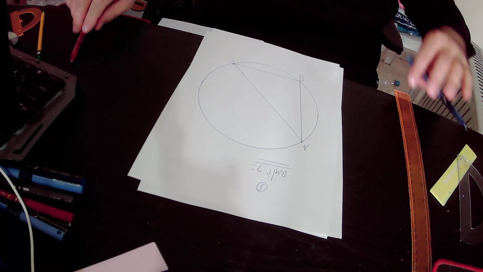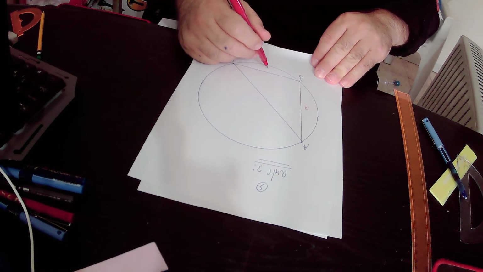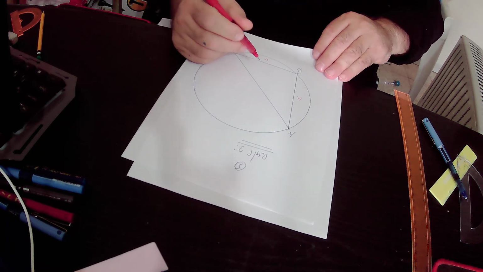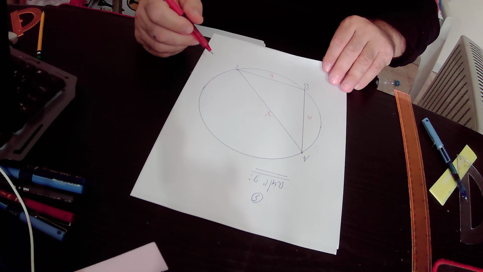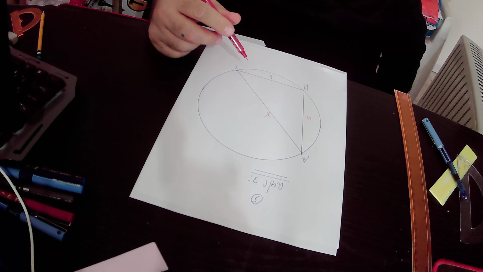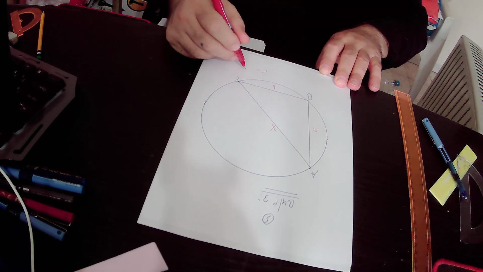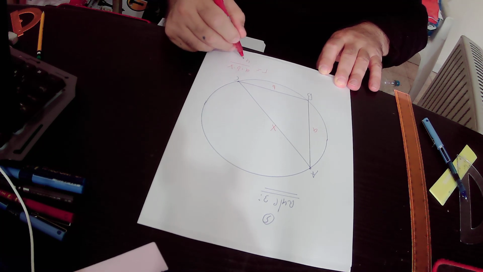Suppose that the size of side AB is A units, the size of side BC is B units, and the size of side AC of triangle ABC is X. Then the radius of the circle that contains this triangle, or blocks this triangle, will be equal to A times B times X over 4 times the area of triangle ABC.